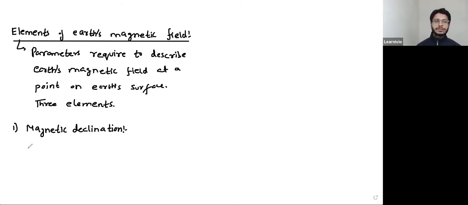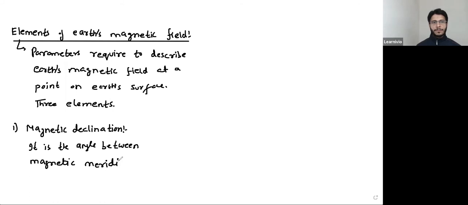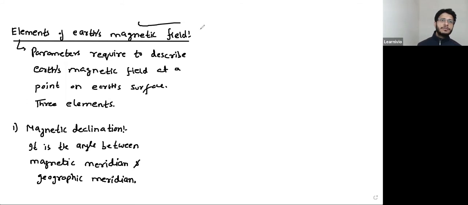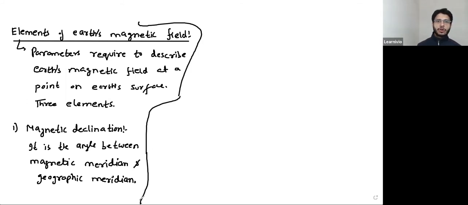The standard definition says it's the angle between the magnetic meridian and the geographic meridian. The angle between the magnetic meridian and geographic meridian.